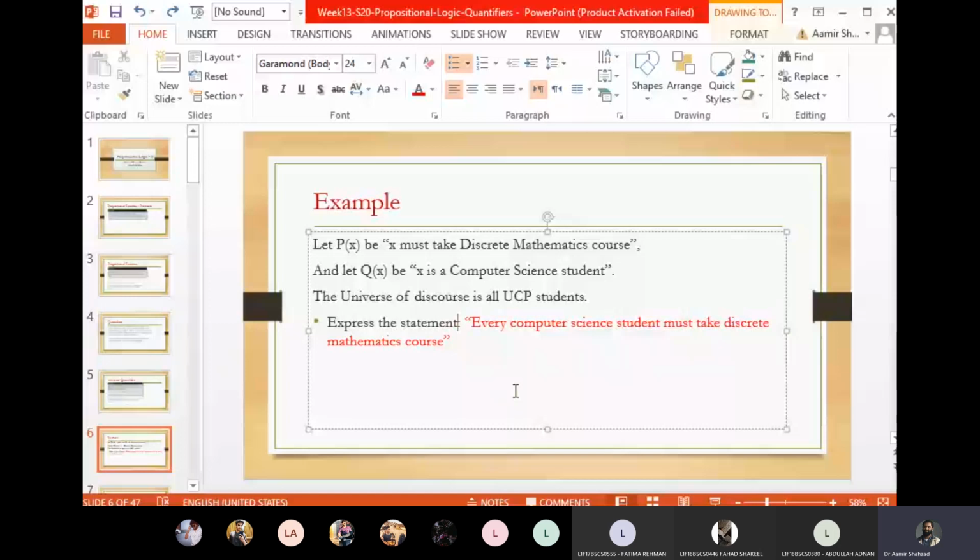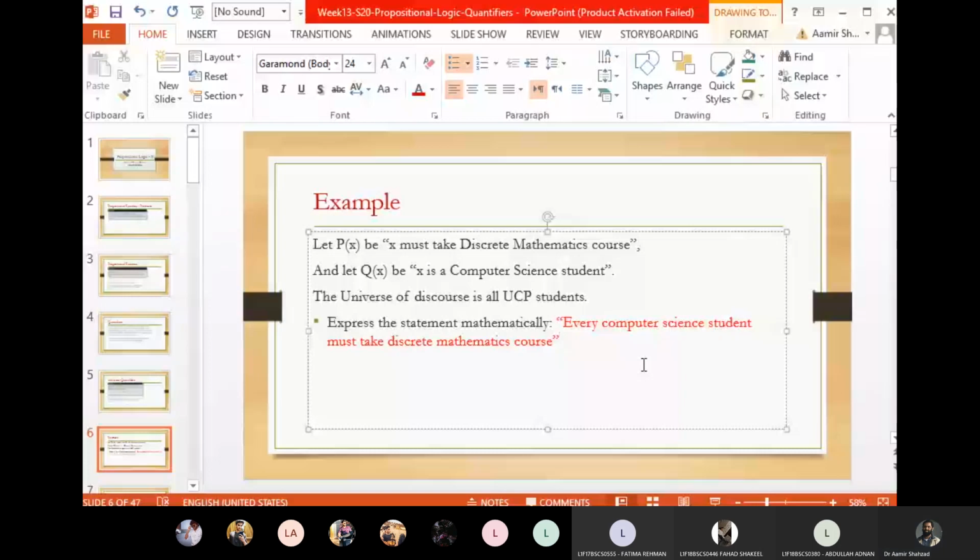So let's try to express this statement mathematically. इसको हम mathematically express करने की कोशिश करते हैं. Every computer science student must take discrete maths course. Students की बात हो रही है, so we talk about x. X is UCP student. So for all x की जब बात की तो तमाम UCP के students आ गए.